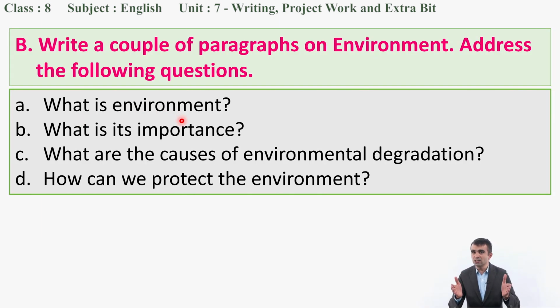You should define environment. Second, you should write about its importance, why environment is important. Third, what are the causes of environmental degradation, why is it getting worse? You should answer this. Okay, answer these questions or write a few things about it. Next, how can we protect the environment? So ways of protecting the environment you can write. So altogether 4 things you should focus on in your writing.